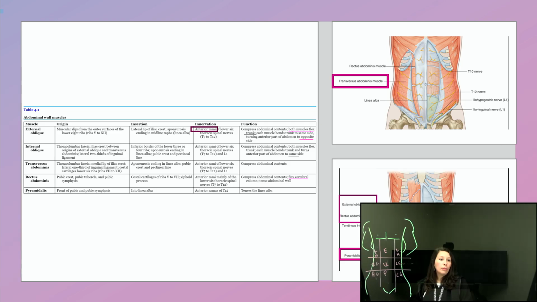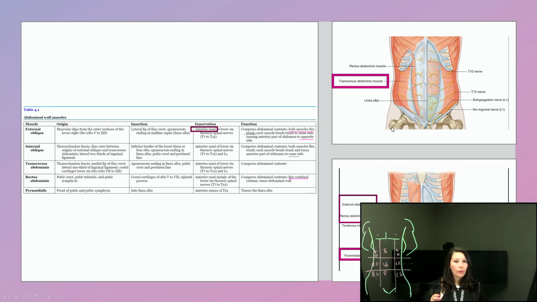For the external oblique, the functionality is typically going to be to compress the abdominal contents. Notice that most of your abdominal wall muscles have a similar function. They're all going to be compressing the abdominal contents. Your internal oblique does the same, your transversus abdominis does the same, and your rectus abdominis as well. Now, there are some differences in the functionality.